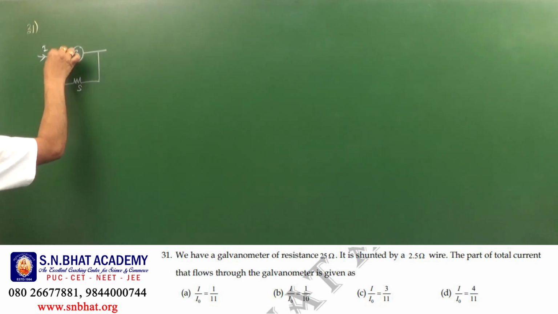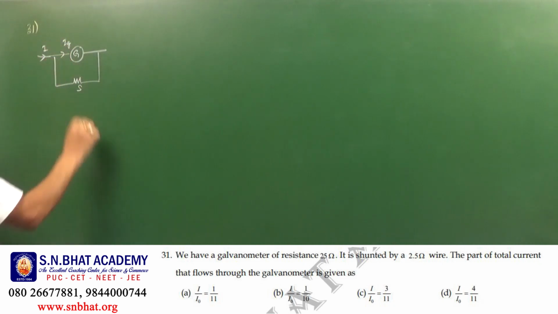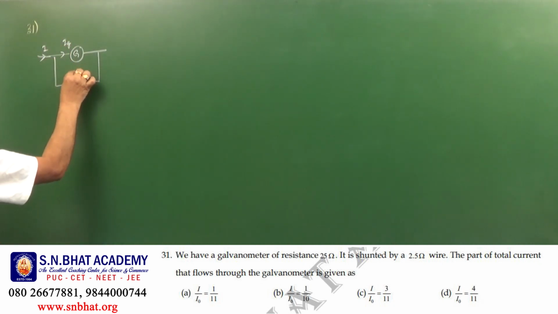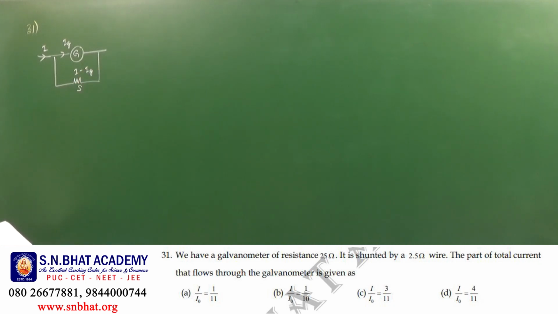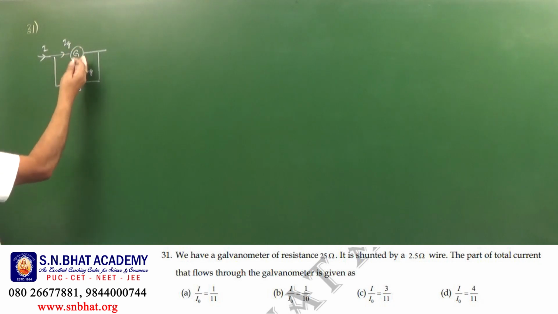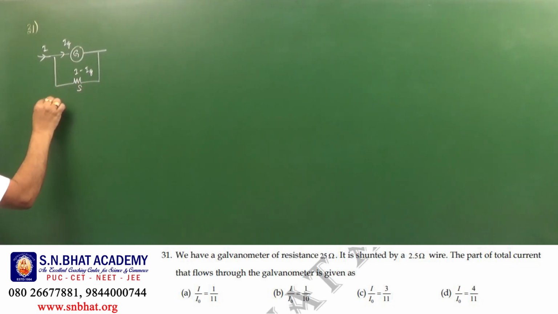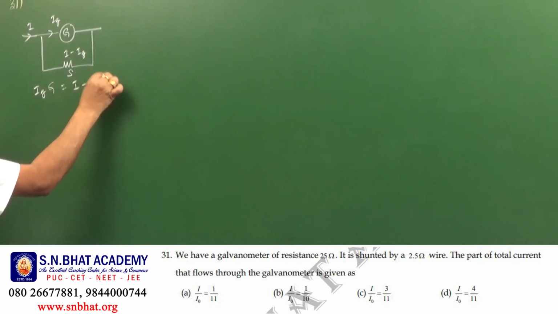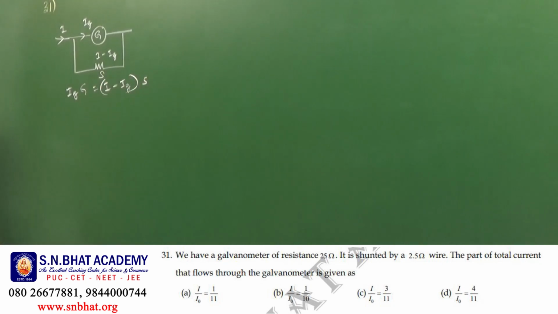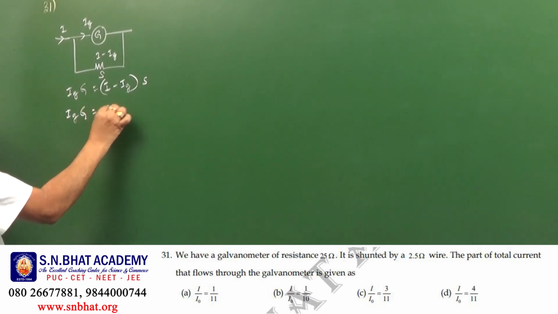Ig is the current flowing through the galvanometer. You know that here it is equal to I minus Ig. What he asks is what part of the total current flows through the galvanometer. You know that when they are in parallel, Ig G is equal to (I minus Ig) into S. Now just simplify this.